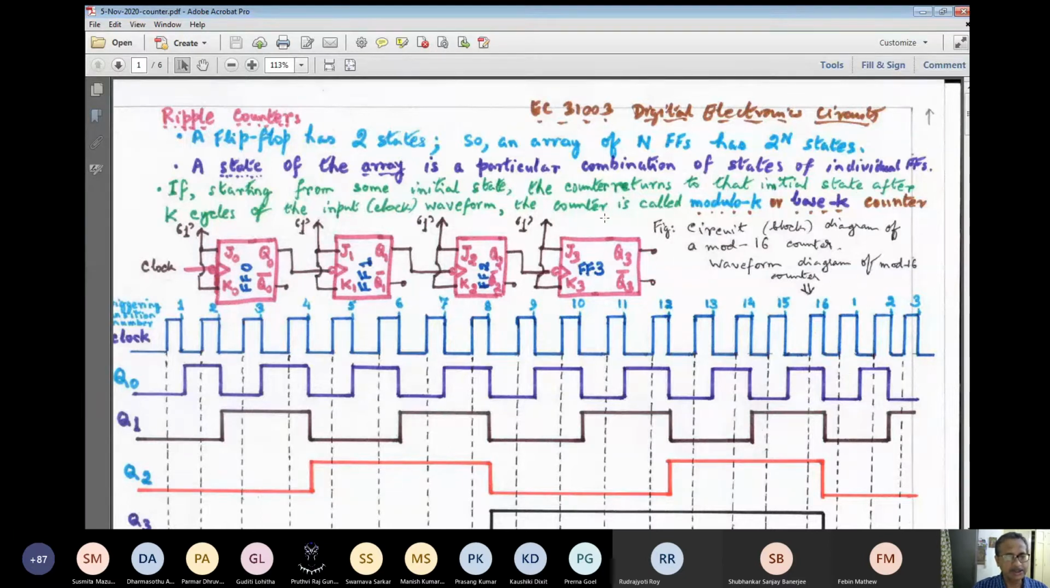You can draw the state transition diagram, and there can be a cycle consisting of a number of states. We start with the initial state, and after passing through a number of states, say k states, it gets back to the same state. There is a cycle. So any counter must have a cycle.